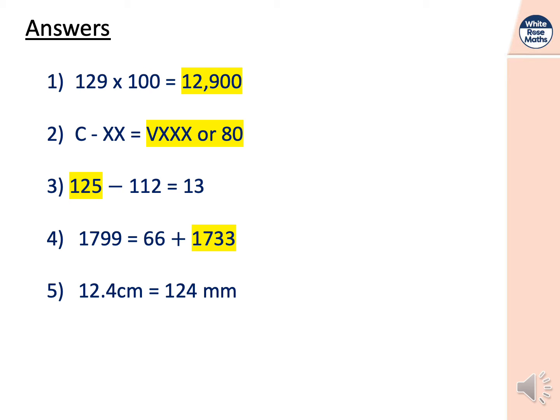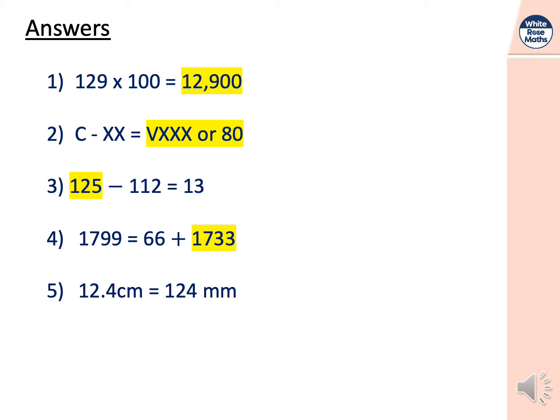And if you have that in Roman numerals, it's LXXX. Number 3, the missing number is 125. If you do the inverse of 13 plus 112, it gives you 125. Question 4. We have 1,799 equals 66 plus 1,733. And the last one, 12.4 centimeters equals 124 millimeters.